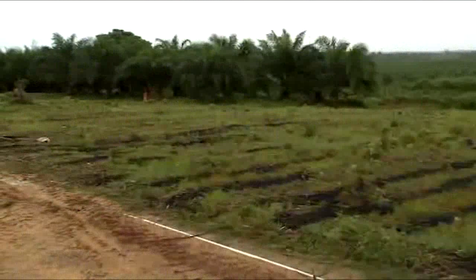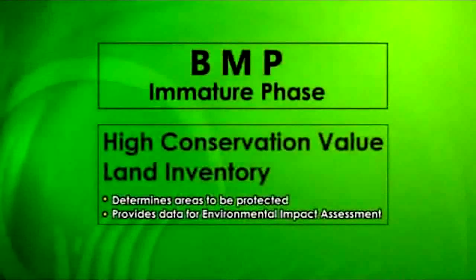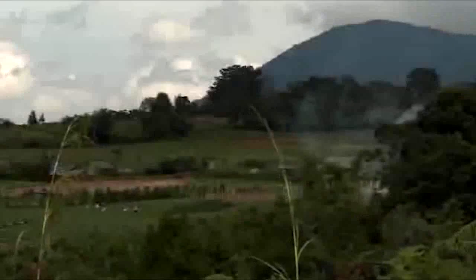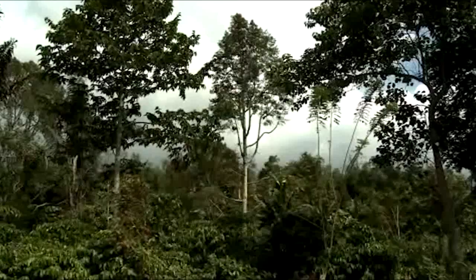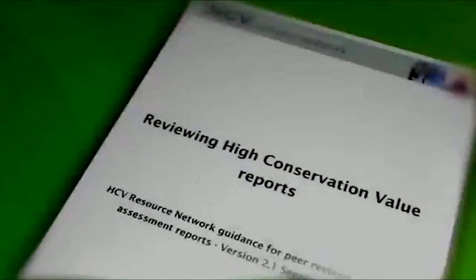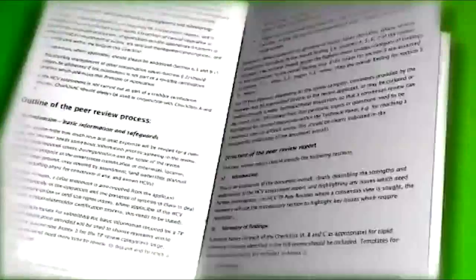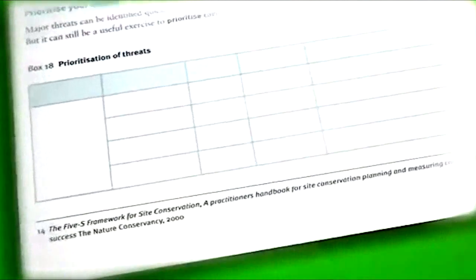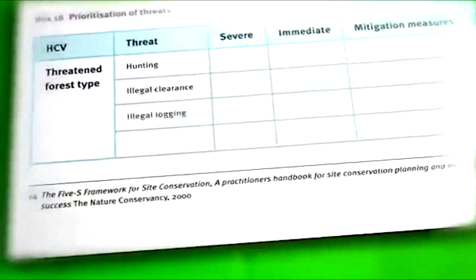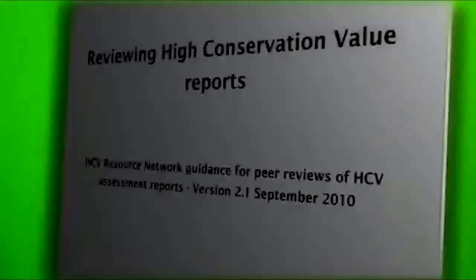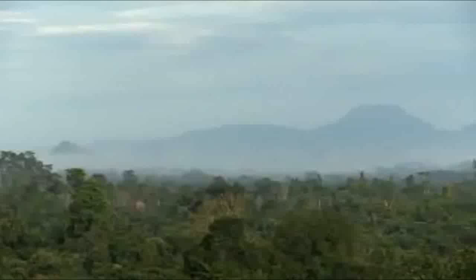However, before land development begins, a high conservation value land inventory is carried out. The HCV determines which areas should be protected. The HCV also supports the creation of an environmental impact assessment report. A legal obligation for nearly all plantations, the EIA is designed to evaluate and map plantations for environmental management of lands in general and protection of high conservation value areas specifically.